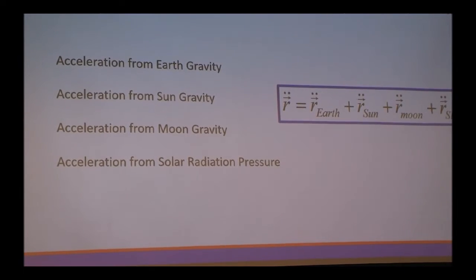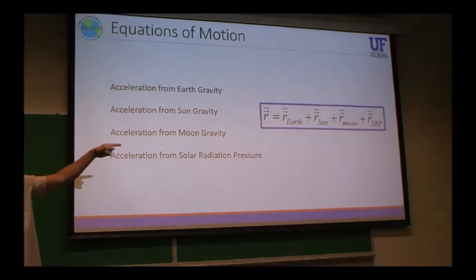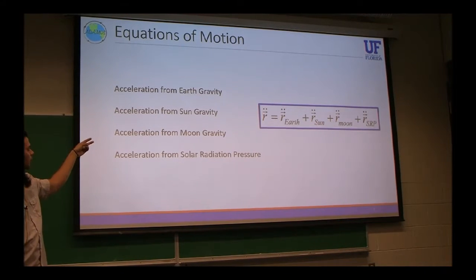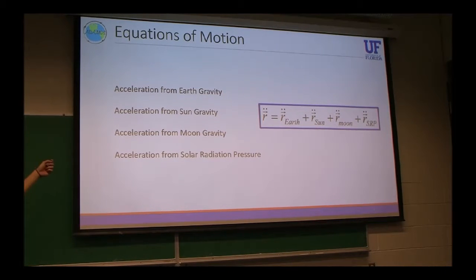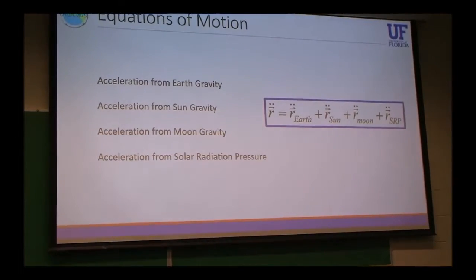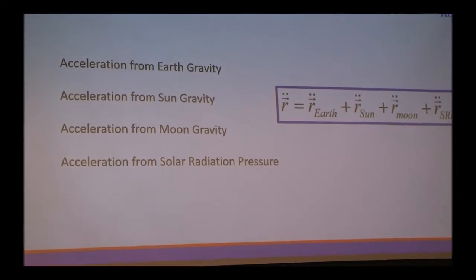So let's start off the equations of motion here. So once again, we of course have the acceleration from the gravity, and we're all familiar with that. We have perturbations from the gravity of the sun and the moon, and then I'm going to add this solar radiation pressure. And for a lot of these simulations that I'm going to go over today, I'm going to be dealing specifically with geostationary orbits, so semi-major axes of about 42,000 kilometers.